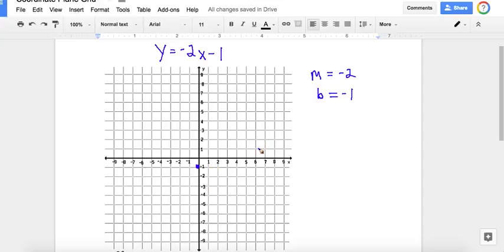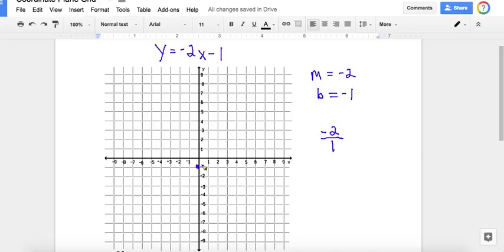And our slope is -2. Now notice we only have a rise here but not a run. So remember what we learned. We can put a 1 underneath if there's no run. So now our rise is -2. Our run is 1. Now remember, since our slope is negative, only one of them can be negative.